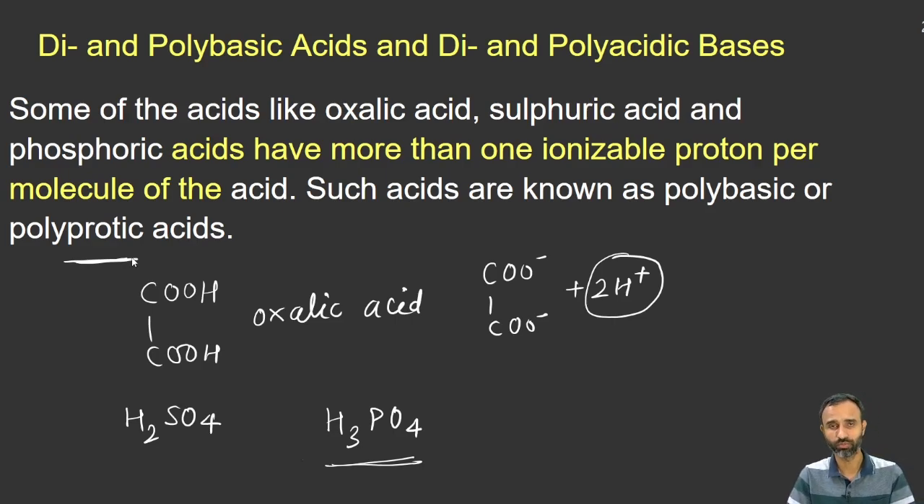Same meaning. Polyprotic means which gives protons. Poly means more number of protons. Okay, many protons, that is called polybasic acids. Okay, done. Same if we talk about di or polyacidic bases.